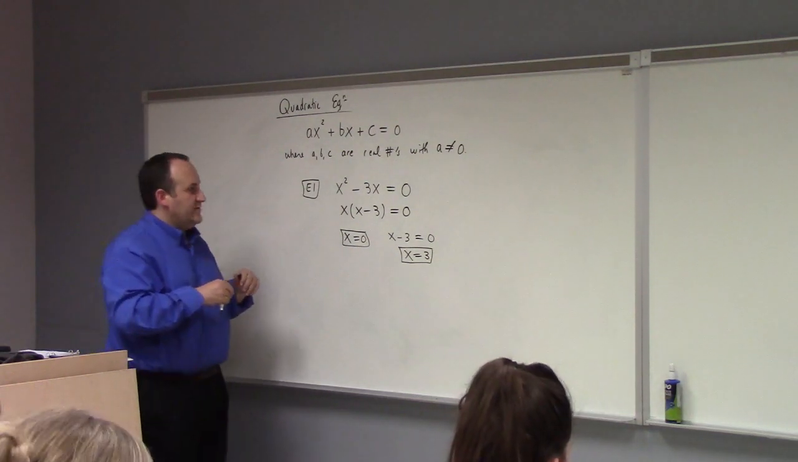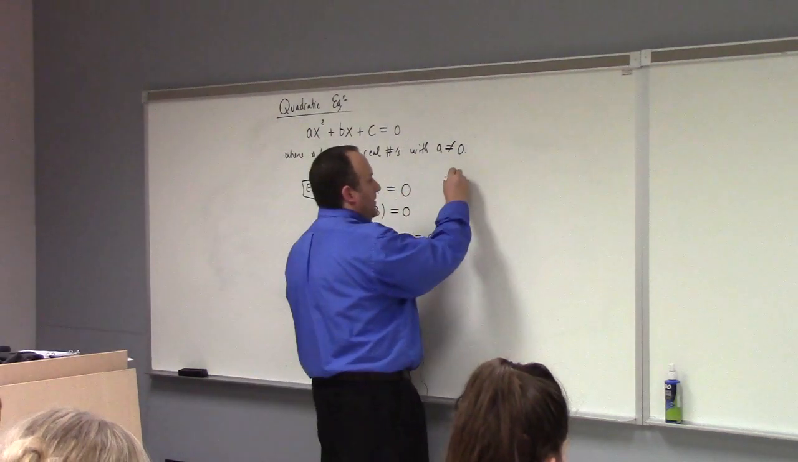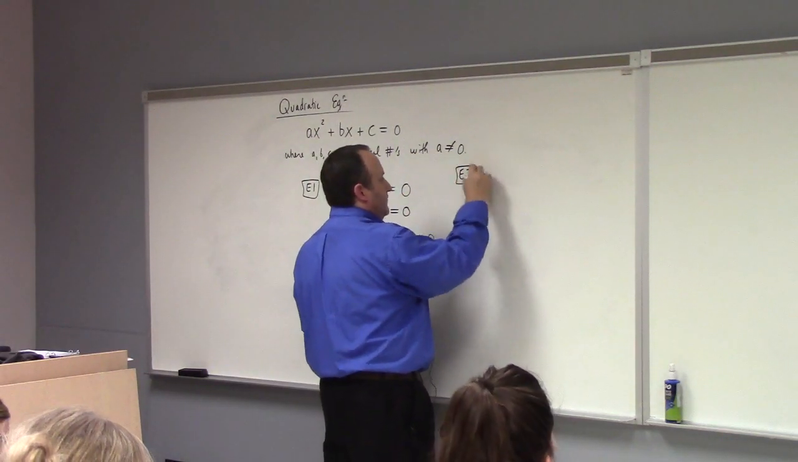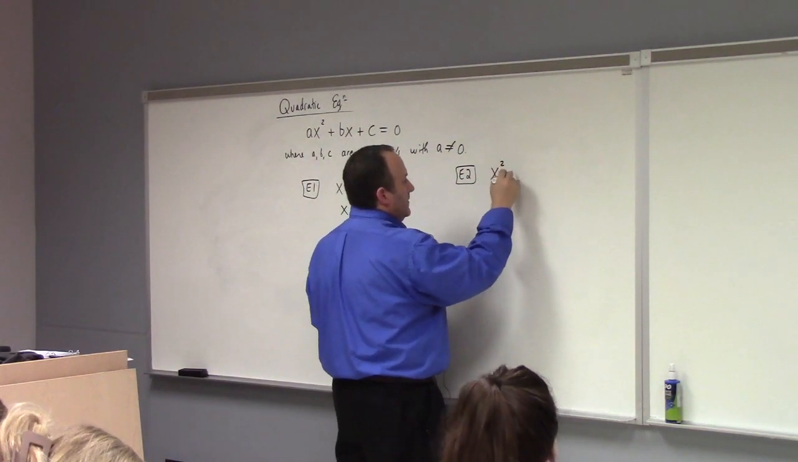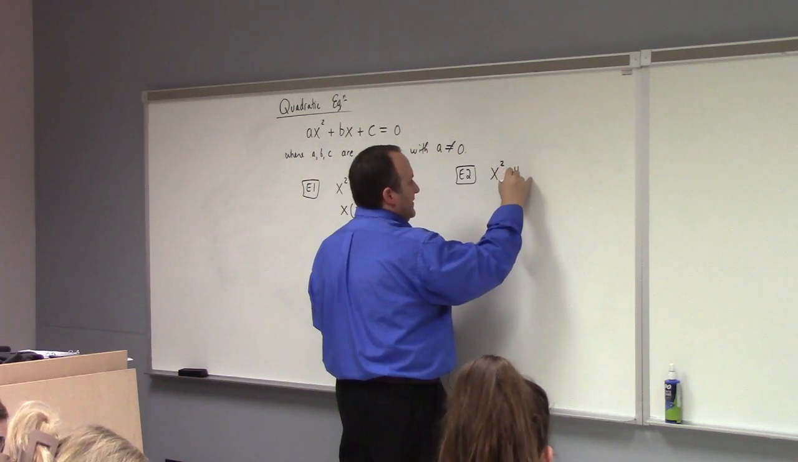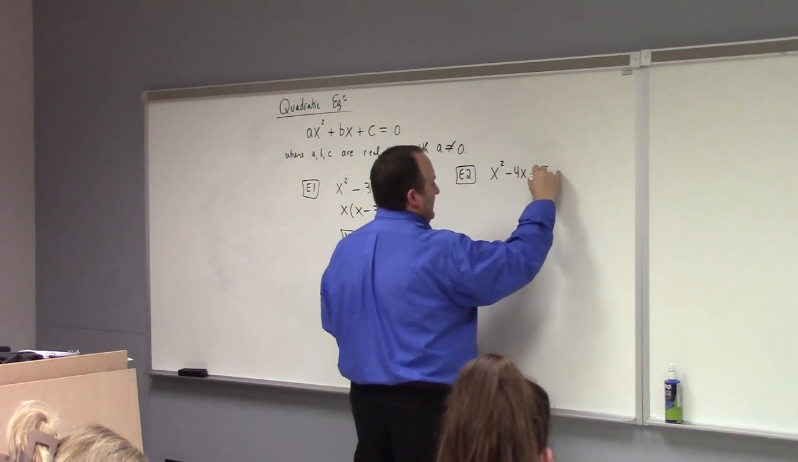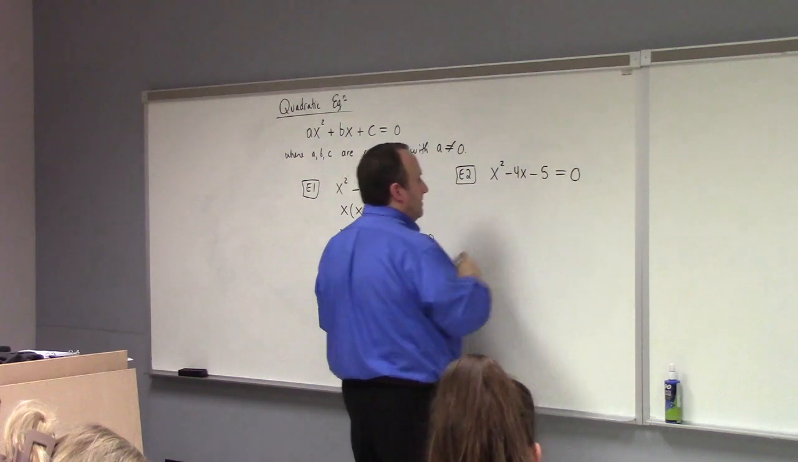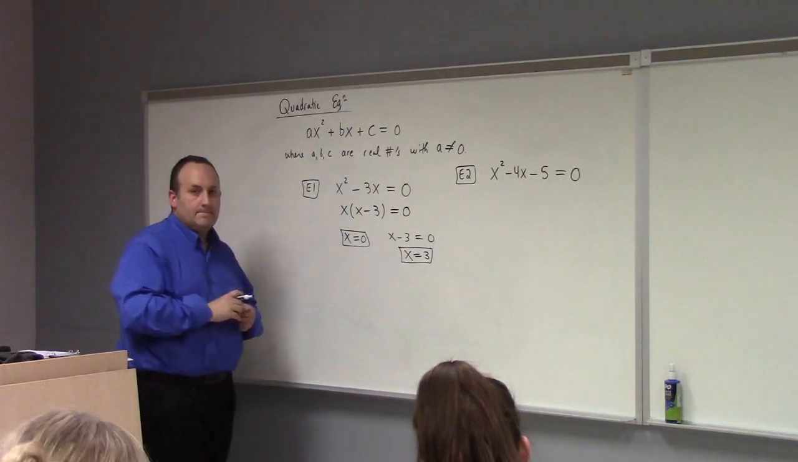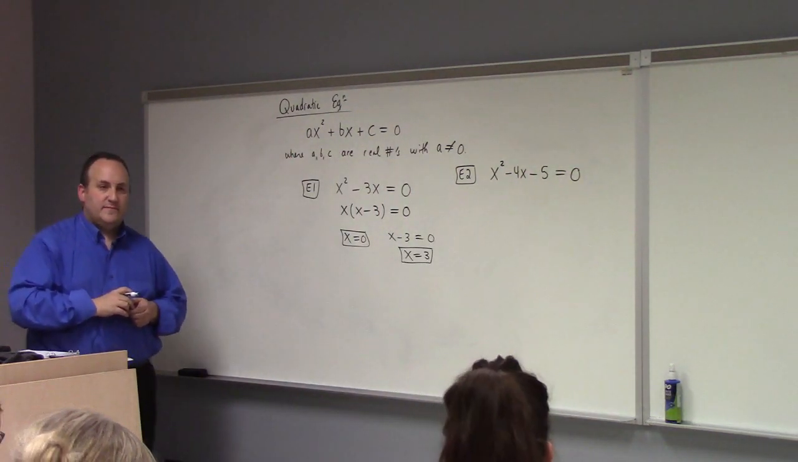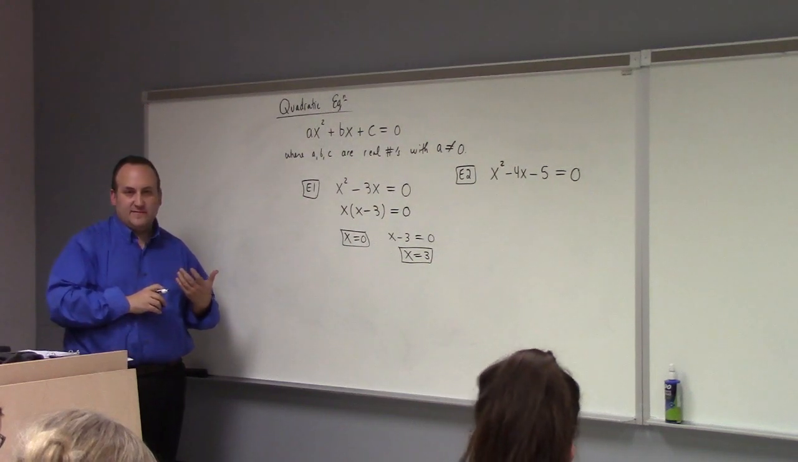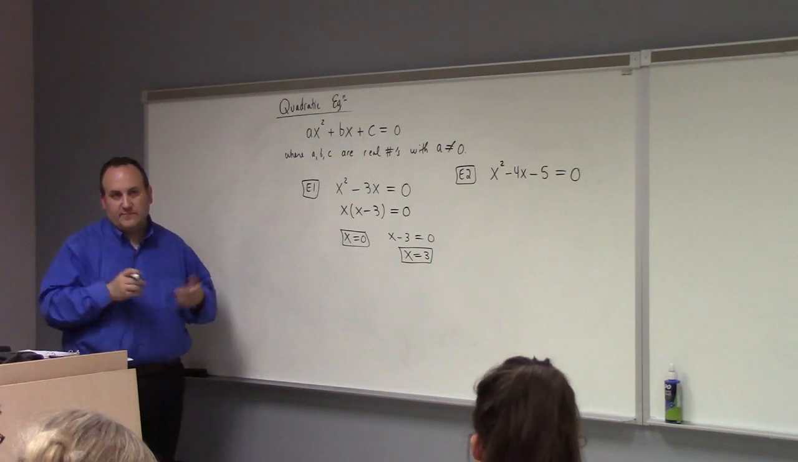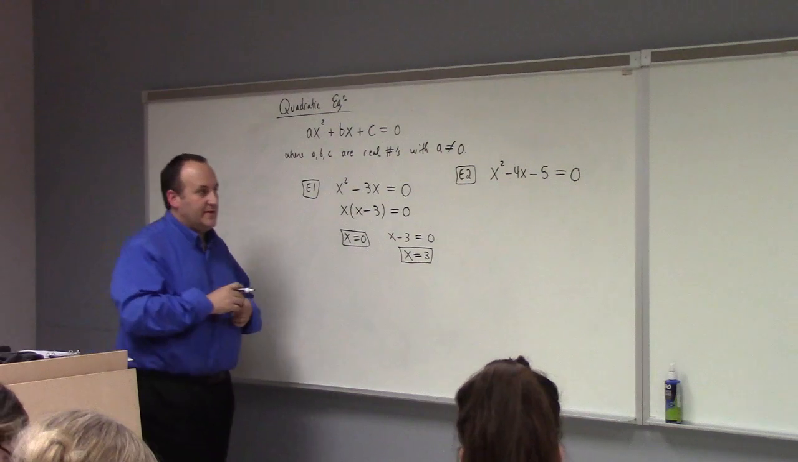Let's do one that's a little bit trickier. How about x squared minus 4x minus 5 equals 0? Now this time, we can't just factor the x out. We actually have to think about the factoring.